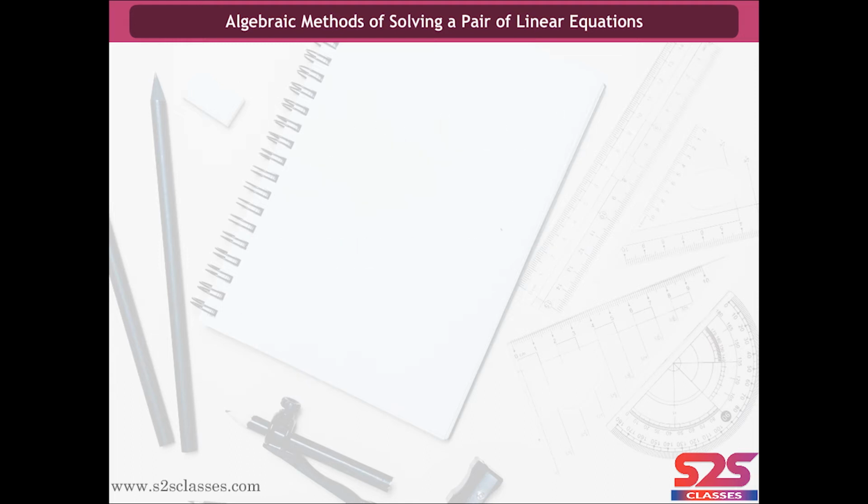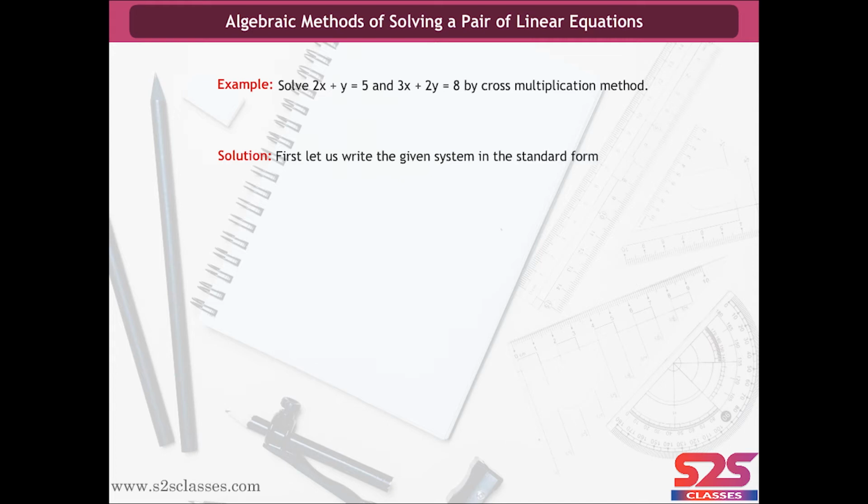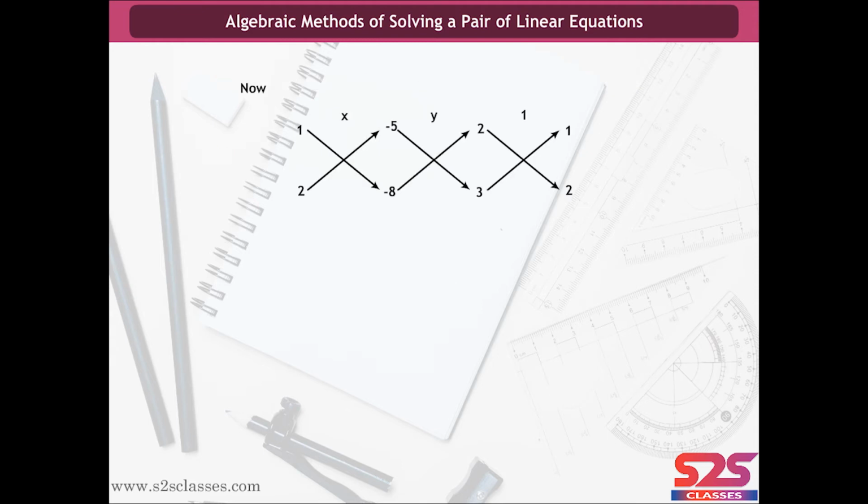Let us understand it with the help of an example. Example. Solve 2x + y = 5 and 3x + 2y = 8 by the cross multiplication method. Solution. First, let us write the given system in the standard form: 2x + y - 5 = 0 and 3x + 2y - 8 = 0. Now represent the variables and constant as shown.